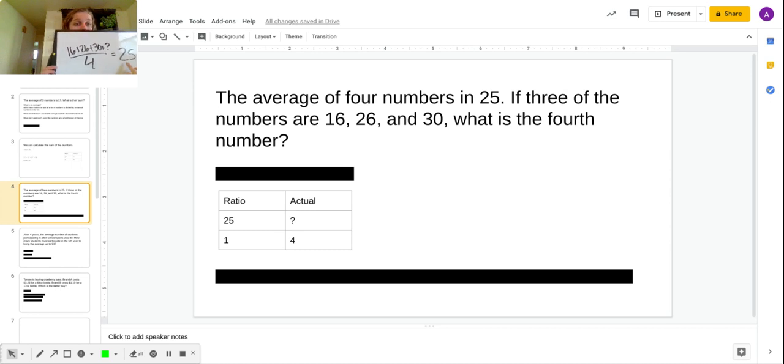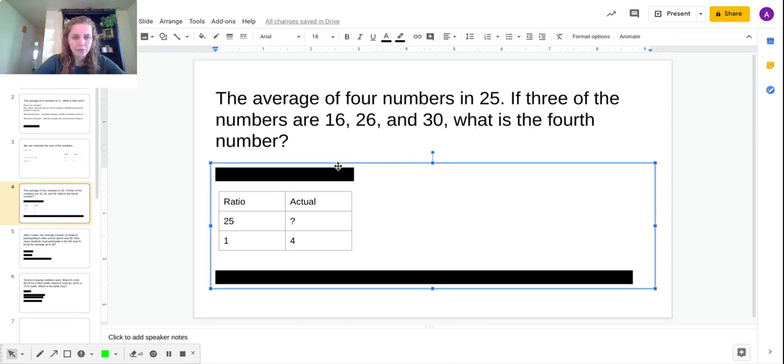So what we can figure out right away is we haven't figured out what this fourth number is, but we can figure out what the sum of these numbers should equal, because we'll need to use that. Okay, so let's see what I have on my slides. Okay, so we know these things.